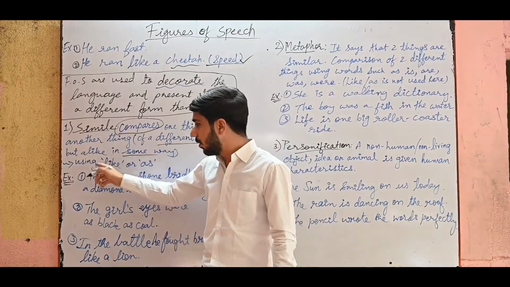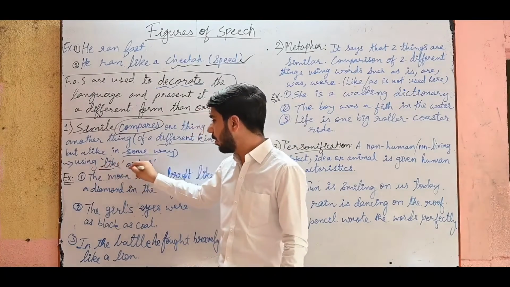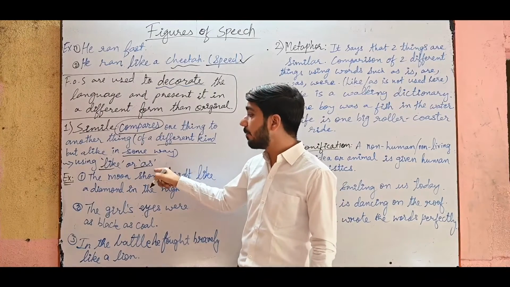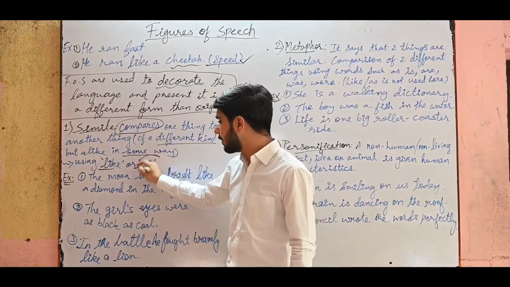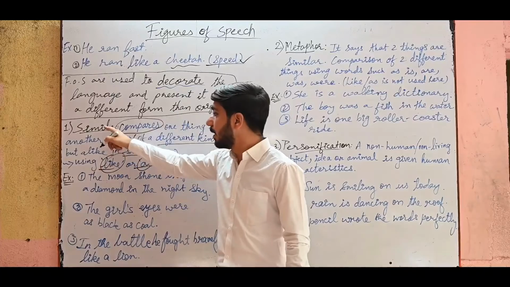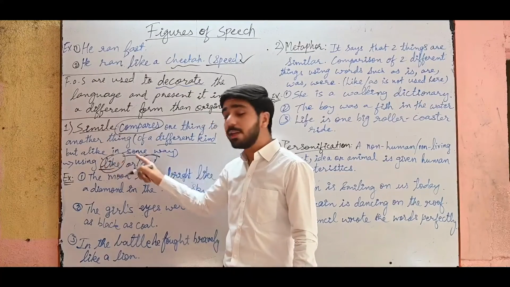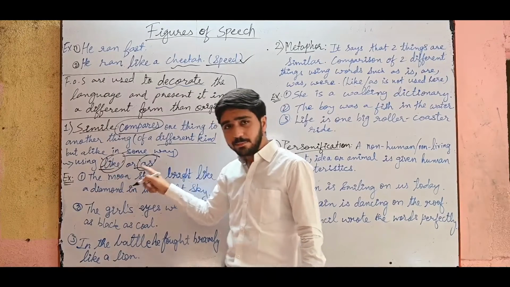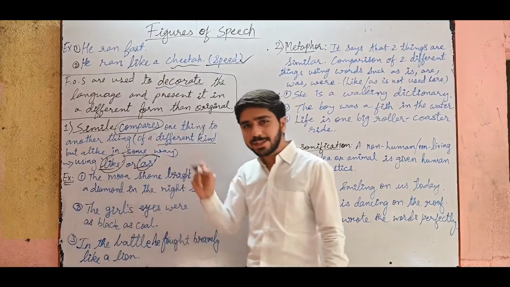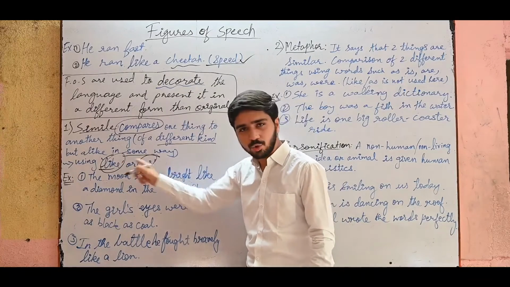See, now next point, using like or as. Now this is the key point, because if you remember this point you will never make a mistake. For simile, these are the two keywords. If you see like or as, means it is a simile. When it is asked in MCQ, you have to search for these two words.